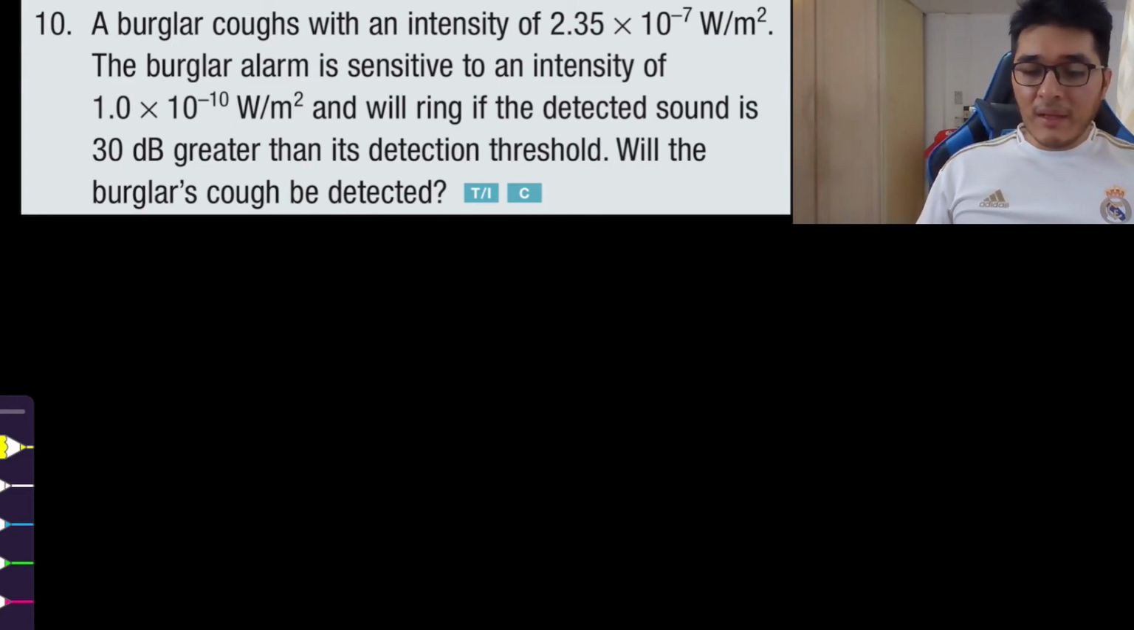Question 10. A burglar coughs with an intensity of 2.35 times 10 to the power of negative 7 watts per meter square. The burglar alarm is sensitive to an intensity of 1 times 10 to the power of negative 10 watts per meter square, and will ring if the detected sound is 30 decibels greater than its detection threshold. Will the burglar's cough be detected?